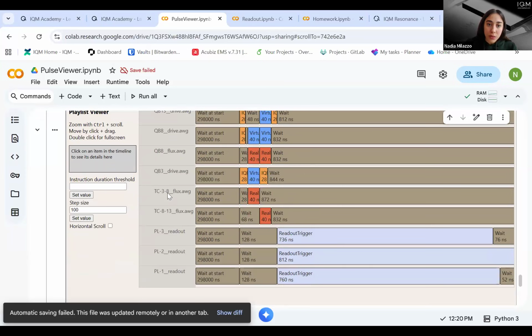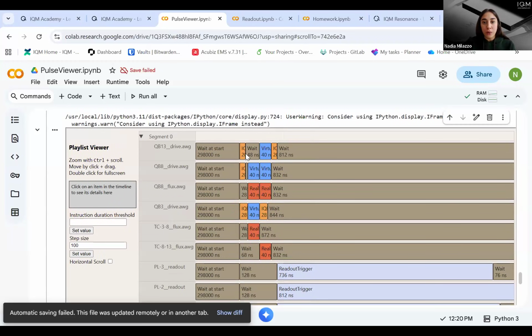And so we will also see the connections, these TC. Those are the tunable couplers, the object that is connecting the two qubits 3 and 8, and 8 and 13. And then we also see here free lines that are for the readout, because remember we were measuring all the free qubits in the circuit.